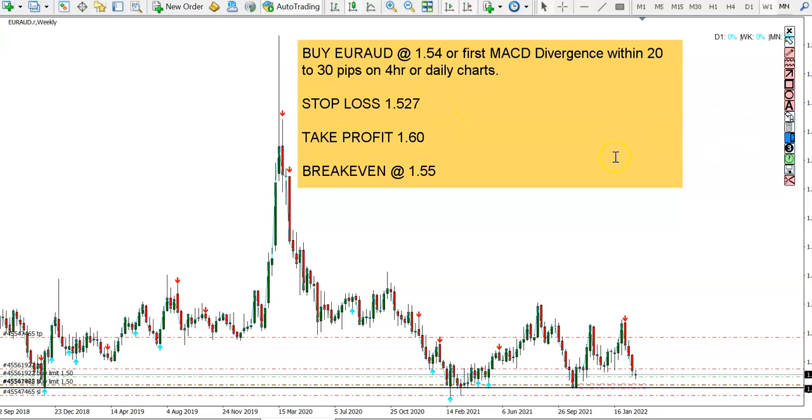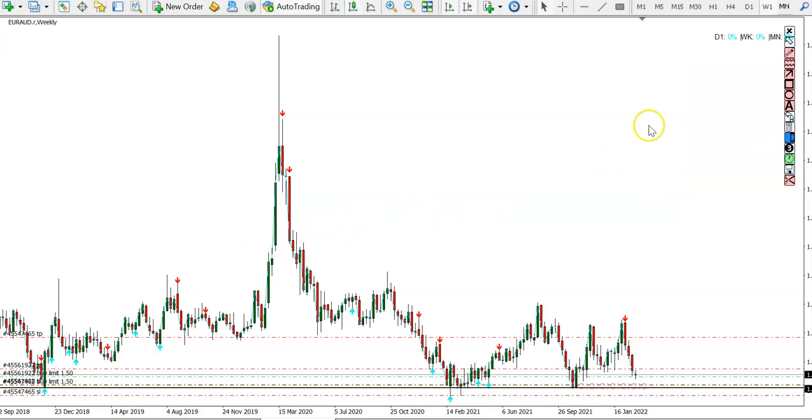Okay, so that's the setup. Again, very, very basic setup for me. Weekly support, weekly and monthly support. Also, my dashboard is showing me those support levels also. Yeah, so I'm expecting this to pop down and then rally back up.